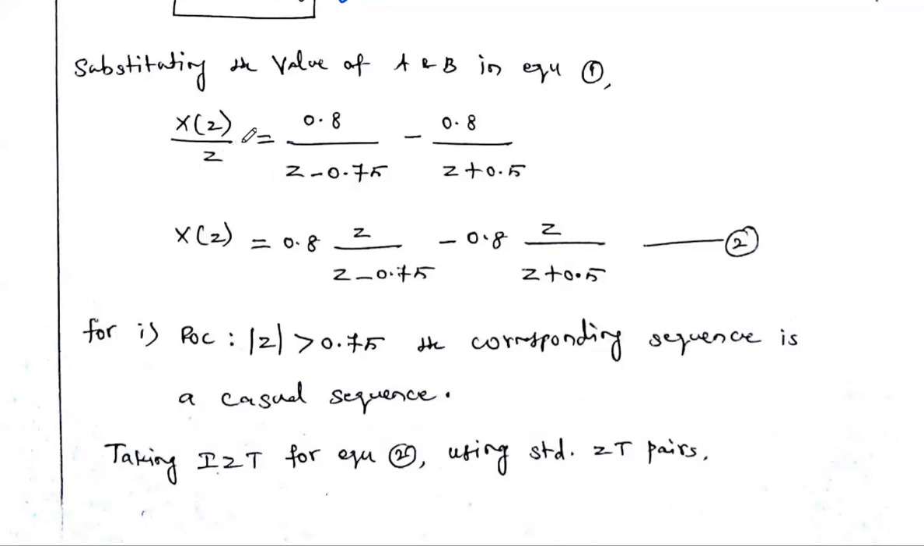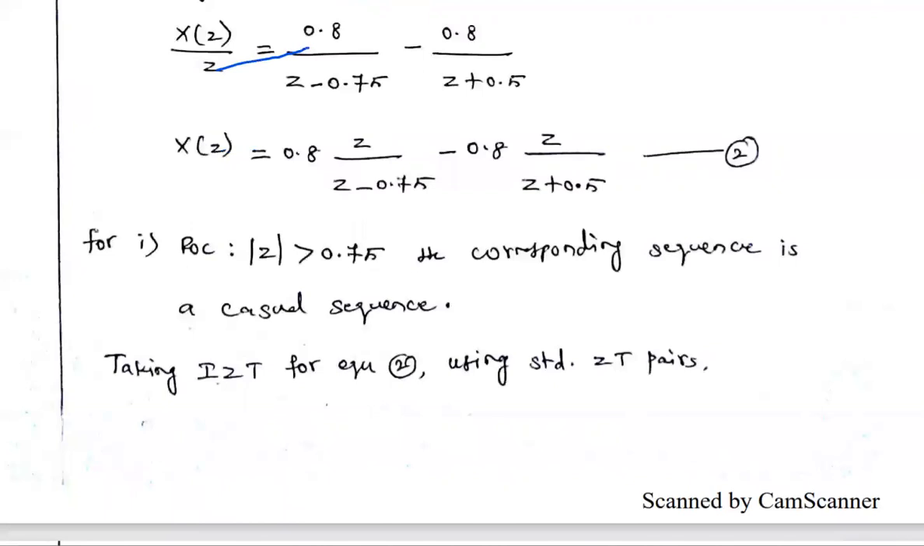So in the step before the partial fraction method, we are maintaining one z on the left side. After this step only, you have to give it to the right side. So if you multiply this z to the right side, we get X of z is equal to the constant 0.8 into z by z minus 0.75, then minus 0.8 into z by z plus 0.5. You just consider this as equation number 2.